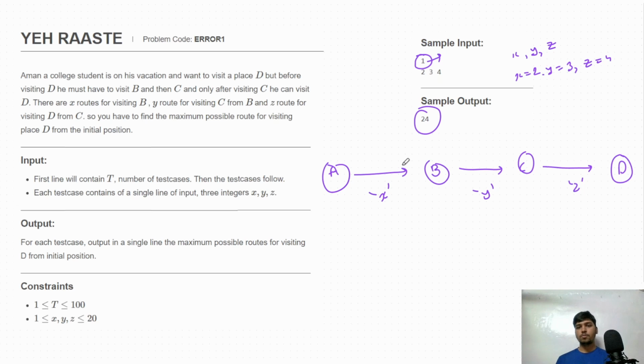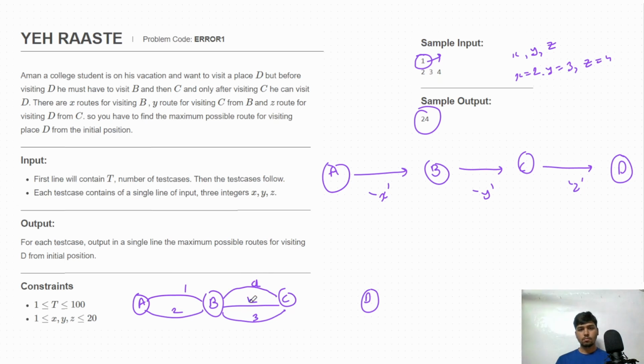Now let's understand the problem using the first test case. So let's say we are at the initial position, then B, then C, and then D. Okay, so we have two ways to reach B. Let's write it 1 and 2. And we have total 3 ways to reach C. 1, 2, and 3. Okay, so let me write it with A, B, and C in order to understand it better. So now tell me how many paths are there.